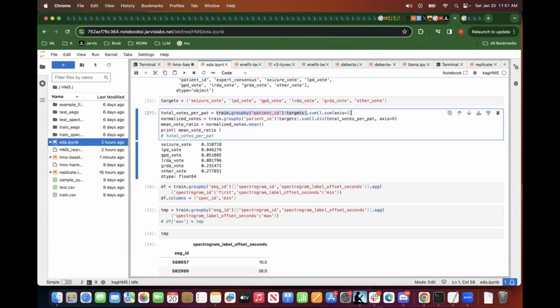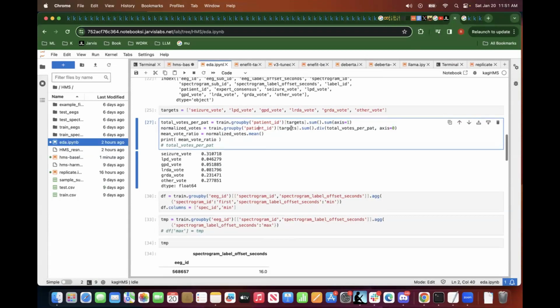Looking at your targets, you sum across these axes. So it kind of gives you the values for each of them. Then you do this. Wait. Sorry, the first sum is across the rows. I mean, sorry. The first sum with no axis is across the rows, correct?